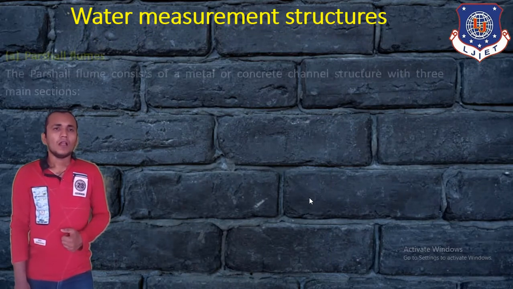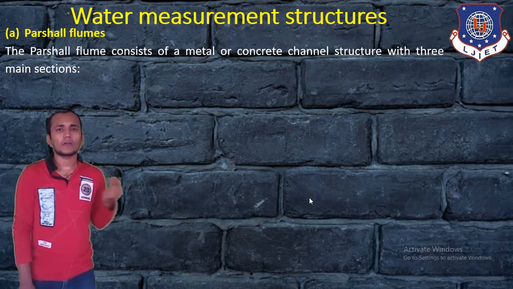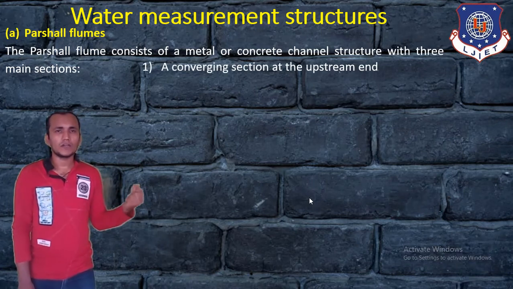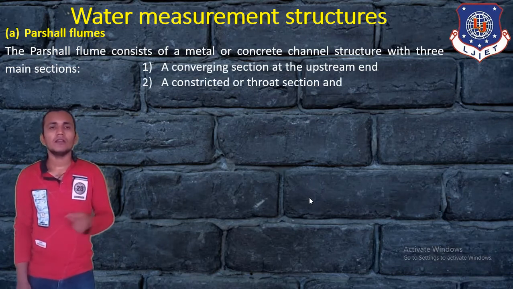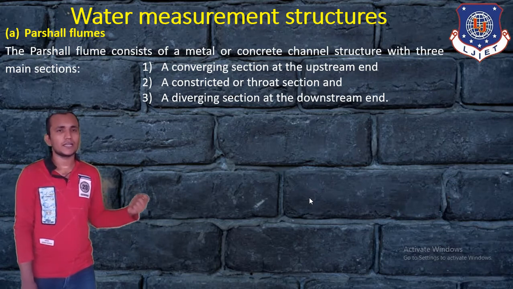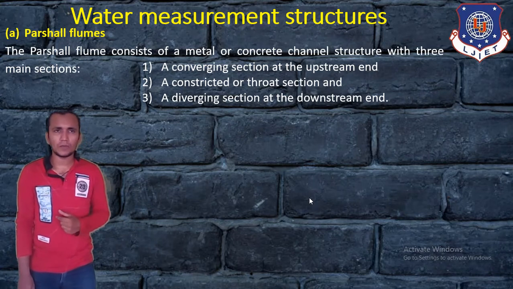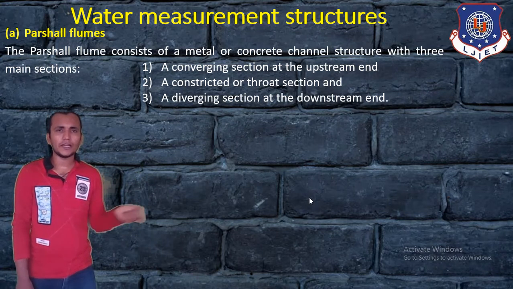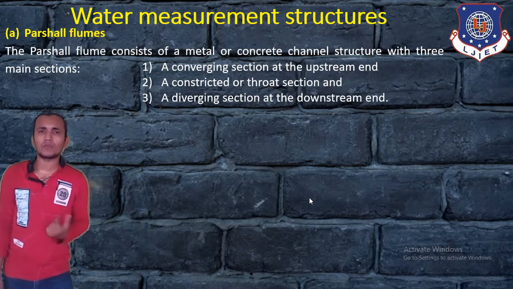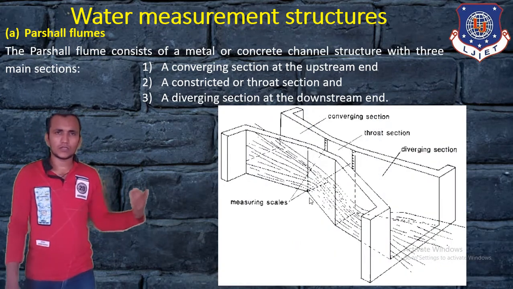Then water measurement by partial flumes consists of a metal or concrete channel structure which has three main sections: a convergence section at the upstream end, then a constricted or throat section, and lastly a divergent section at the downstream end. So these three structures are used. First is the inlet, second is the measuring station, and third is the diverging section at the downstream end. If you see the picture for this, here first is the convergence section at the upstream.